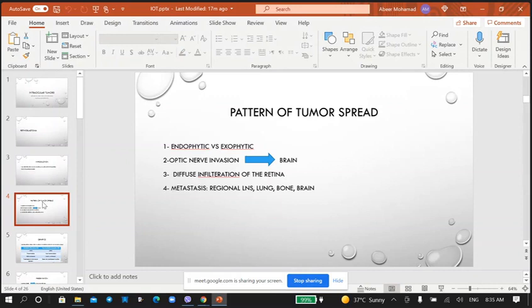We may have a pattern of optic nerve invasion, with spread of the tumor along the subarachnoid space to the brain, or diffuse infiltration of the retina without endophytic or exophytic growth, or there may be metastatic spread to regional lymph nodes, bone, lung and brain.